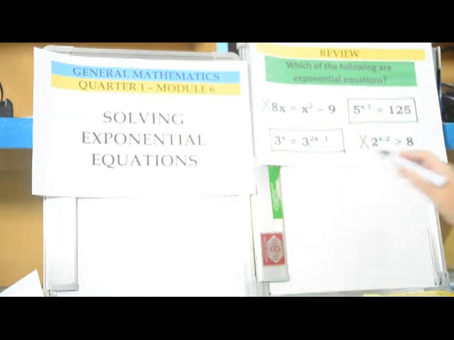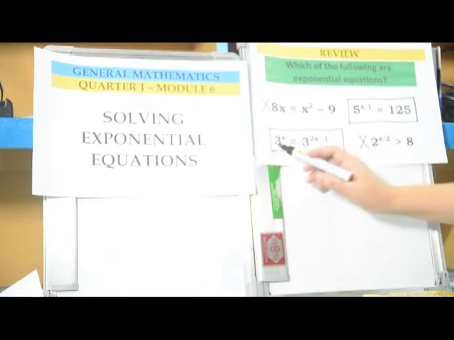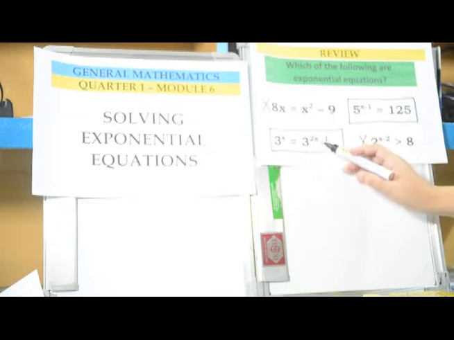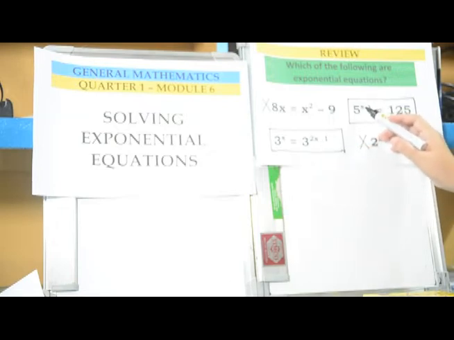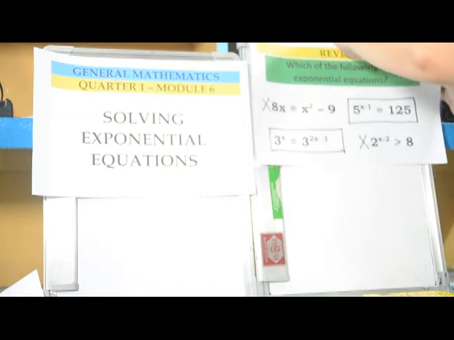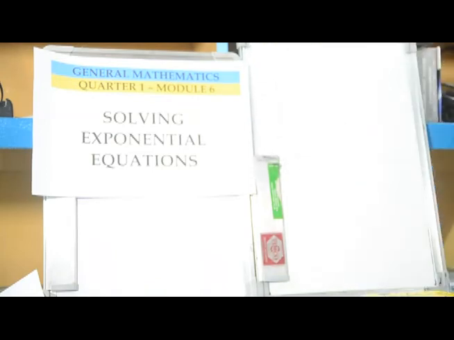So out of the 4, there are only 2 exponential equations. We have 3 raised to the power of x is equal to 3 raised to the power of 2x minus 1, and 5 raised to the power of x minus 1 is equal to 125. I hope you're able to get what is really an exponential equation. Okay. To further understand about exponential equations and how to solve them, let us try to recall the laws of exponents.